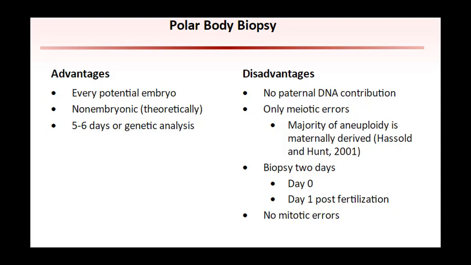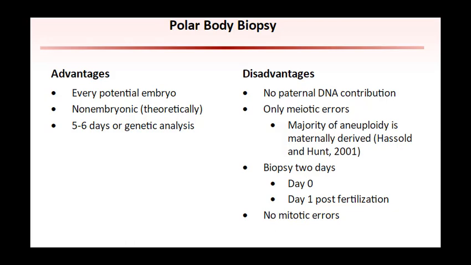In terms of disadvantages, the polar bodies can only be related back to the oocyte, not the embryo, so the paternal DNA contribution to the embryo is unknown. However, it is believed that a majority of aneuploidy is maternally derived. Therefore, is information on the oocyte maternal only prudent for a majority of cases?